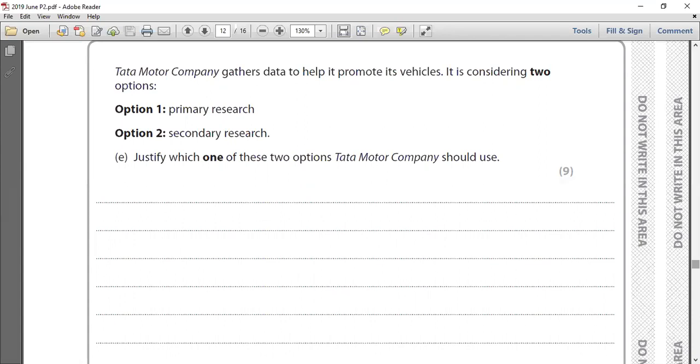Those are the possible contents. Please jot down those points before you write. Then make sure that in your answer you apply those possible points.